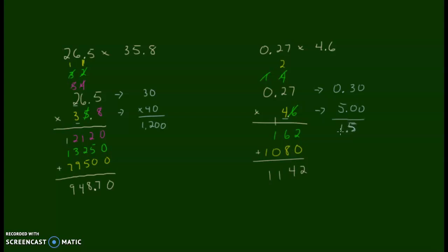So our estimate was 1 and 5/10. So we can think about this again as, what's the closest I can get to that? Well, the closest I can get would be putting the decimal here. So 1 and 142 thousandths.